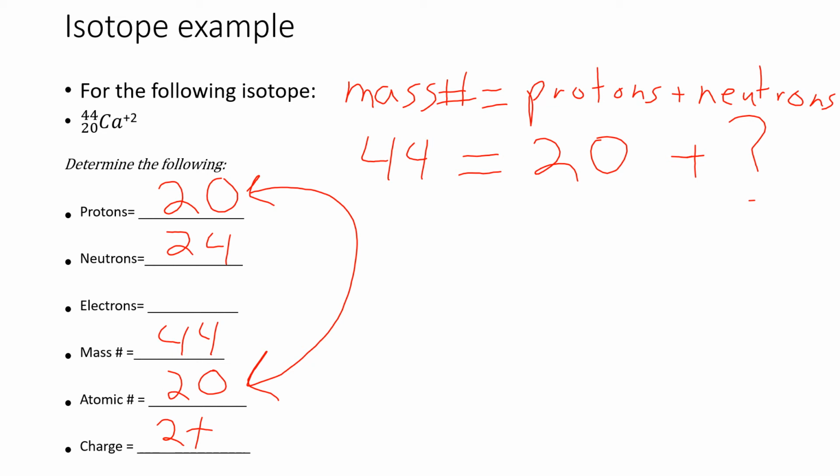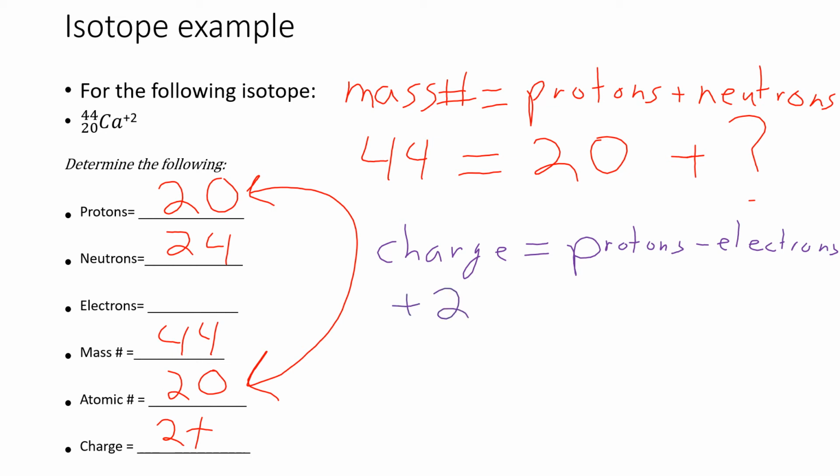Lastly, we're looking at the electrons. Well, how can we figure out the number of electrons? Well, we would have our charge. We know that our charge is going to be protons minus electrons. So what's our charge? Our charge is plus 2. 2 plus, doesn't matter how you write it. How many protons do we have? We have 20.